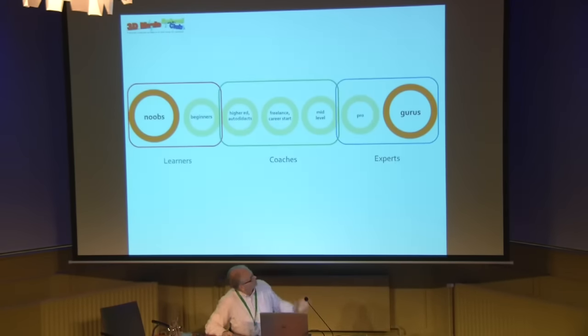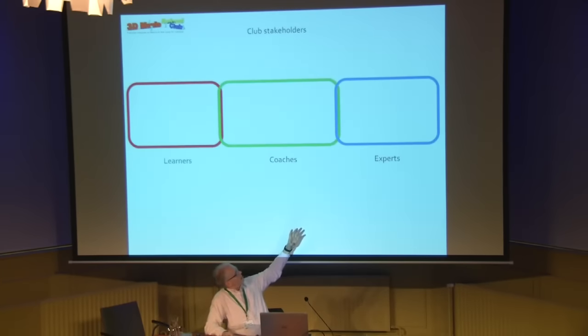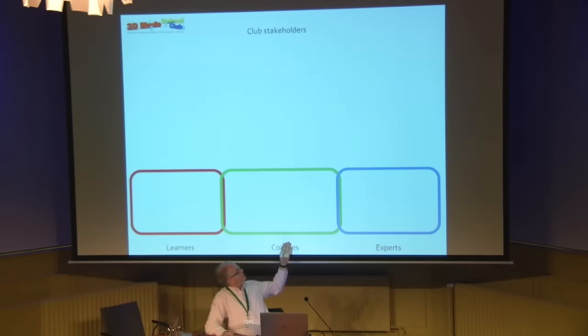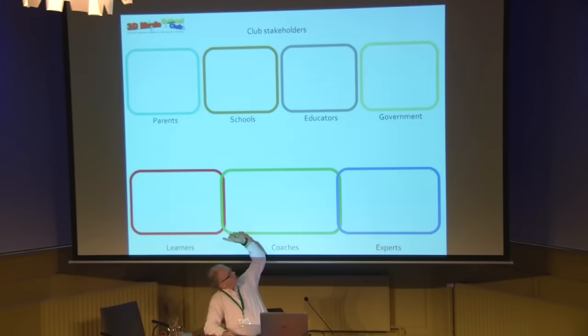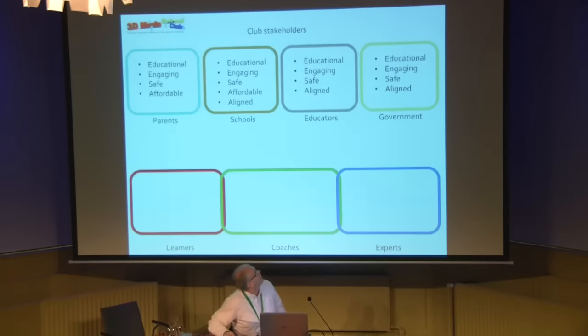But along that continuum, you've got kind of three groups. You've got your beginners, you've got your mid-levels, and you've got your experts. Pretty much normal continuum of learning. And this could form the basis of a club model. In fact, there are other stakeholders here, though. There are these guys on the top line who have something to be interested in to do with school clubs. Parents want educational, engaging, safe and affordable things for their kids to do after school until they get picked up at 5 o'clock. The other guys want similar things, but they also would like them to be aligned with some sort of educational standards.